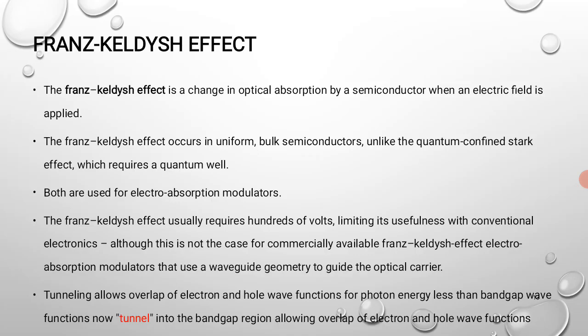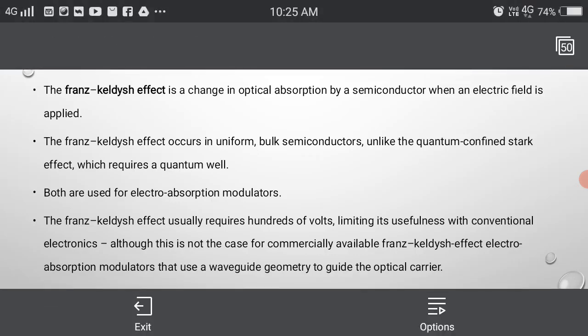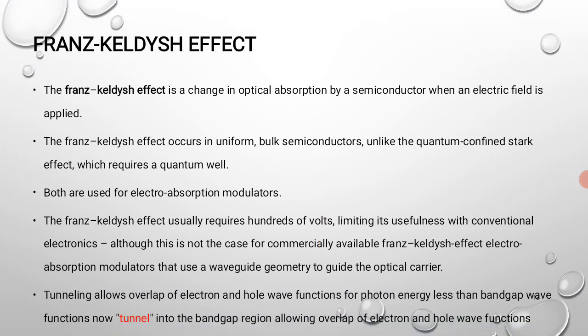Tunneling allows the overlap of the electron and hole wave functions for photon energy less than the bandgap: the wave functions tunnel into the bandgap region, allowing the overlap of the electron with the hole wave functions. This is the Franz-Keldysh effect.